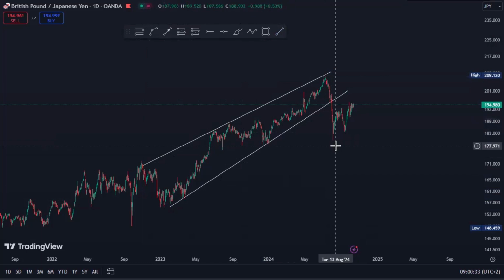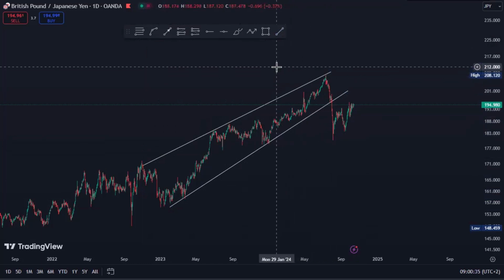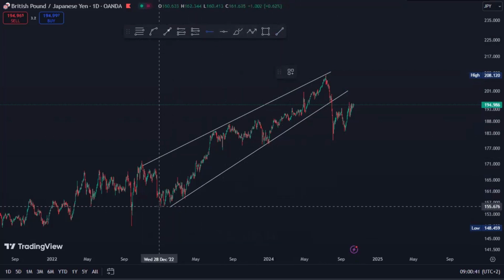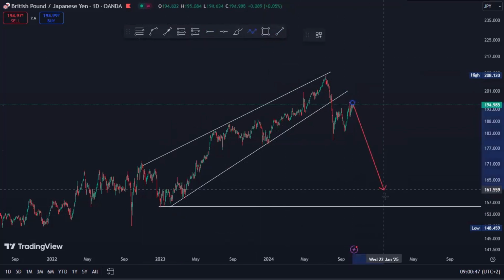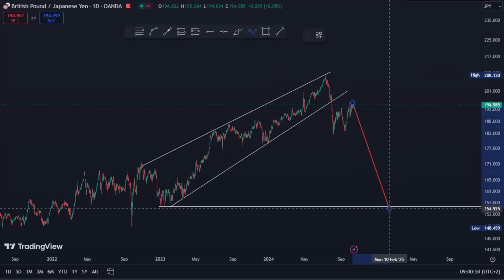So the market is currently going down. The overall GBP/JPY is sell, right? It's going down. So we expect the market to push as far as this point here. Understand?